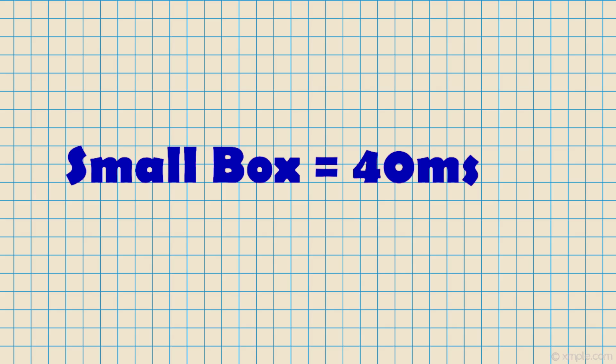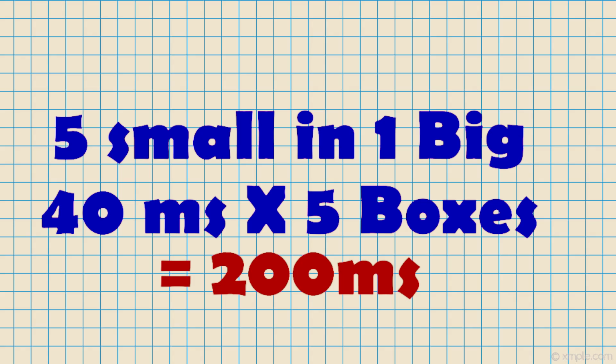Each small box represents 40 milliseconds. And there are 5 small boxes in a big box. Therefore, one big box is 40 times 5, which should give us around 200 milliseconds. And as I said, a PR interval to be normal should not be above 200 milliseconds, i.e. it shouldn't be longer than one big box. So now that we've got that out of the way, let's look at first degree heart block.